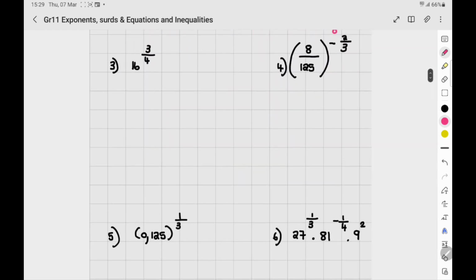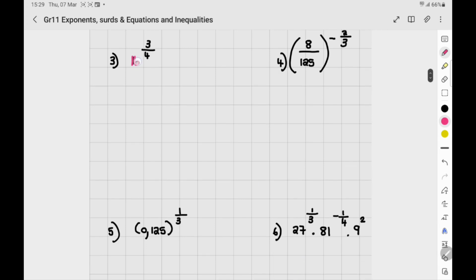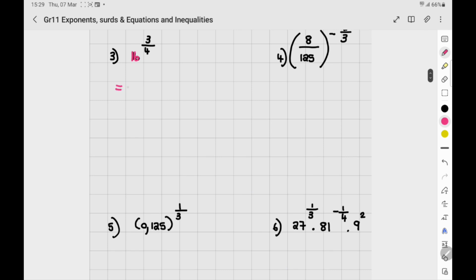As well, break it down into a product of its primes. 16 is not a prime number. 16 can be rewritten as 2 to the power 4, and that gets raised further to the power 3 over 4, tops with tops, bottoms with bottoms. If you want to force that into a fraction, you can, to help you. 4 times 3 is 12 over 4, which gives you 2 to the power 3, which is 8.